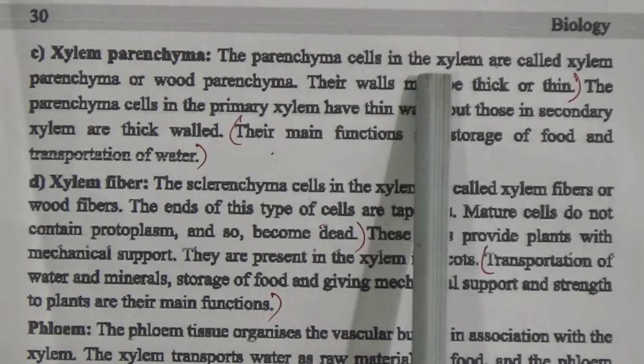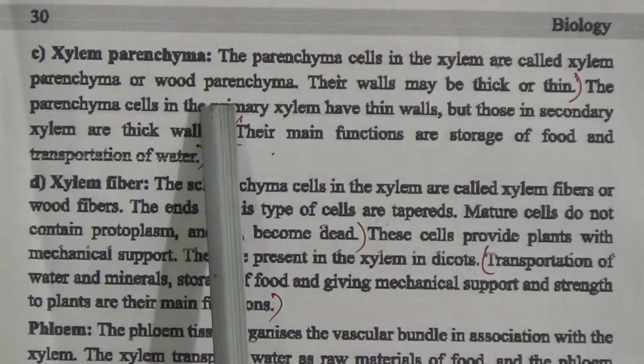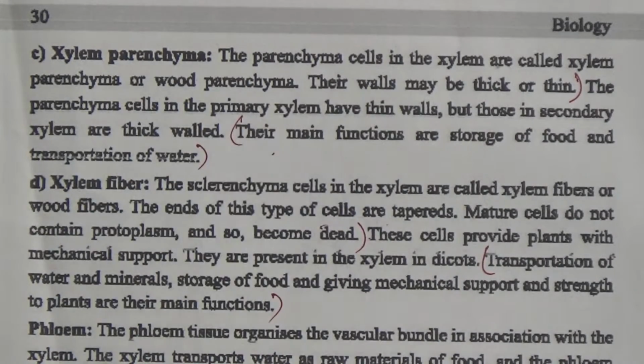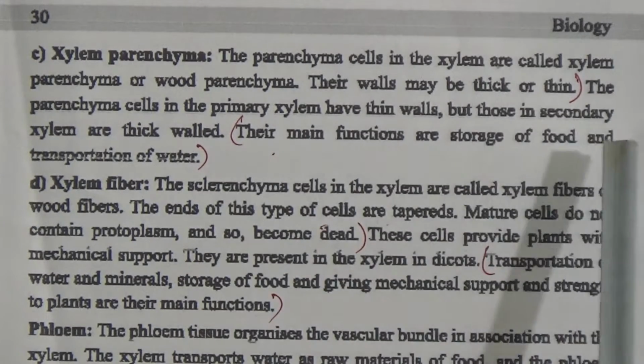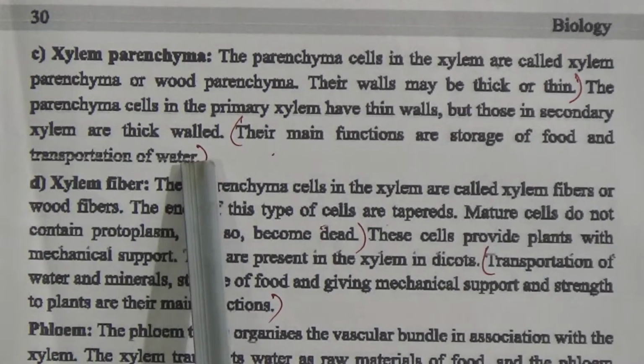Now, xylem parenchyma. The parenchyma cells in the xylem are called xylem parenchyma or wood parenchyma. Their walls may be thick or thin, and their main functions are storage of food and transportation of water.